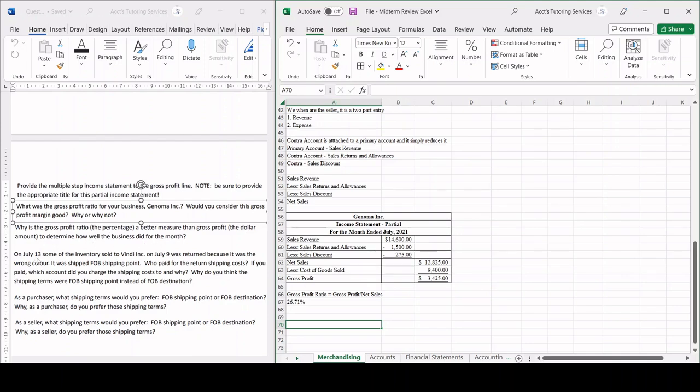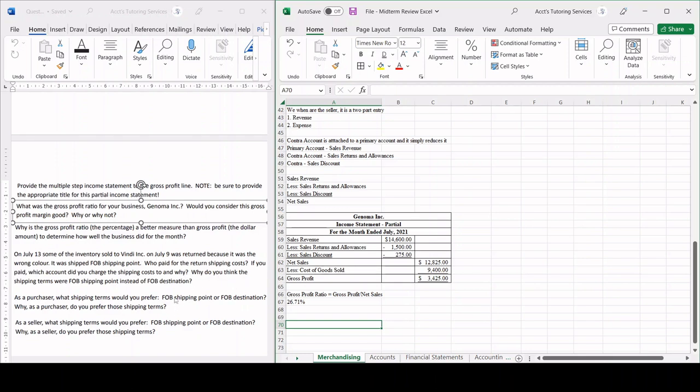On July 13th, some of the inventory sold to this company on July 9th was returned because it was the wrong color. It was shipped FOB shipping point. Who paid for the return shipping cost? If you paid, which account did you charge the shipping cost to, and why? Why do you think the shipping terms were FOB shipping point instead of FOB destination? We kind of already talked about this. So on July 13th, some of the inventory sold to this company on July 9th was returned because it was the wrong color. So we messed up because we shipped out the wrong product.